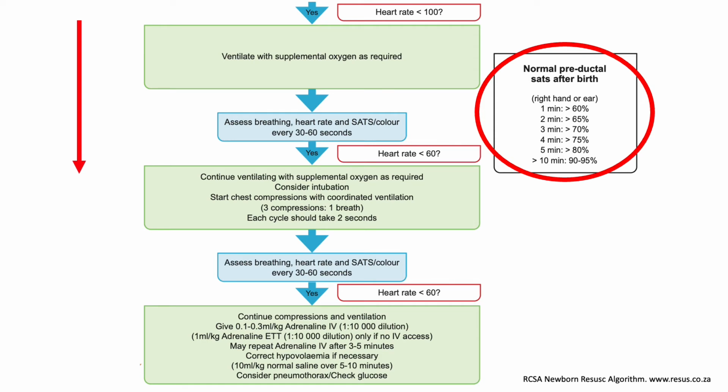So just because the pulse oximetry SATs are still low during the resuscitation, this is not an indicator to increase the oxygen concentration to a high flow or a high oxygen concentration. This is normal and it's part of the transition process. It is expected. So while we're bagging with oxygen, then we need to reassess. If the heart rate on reassessment is above 60, then we just need to continue with supplemental oxygen and possibly supplemental ventilation.